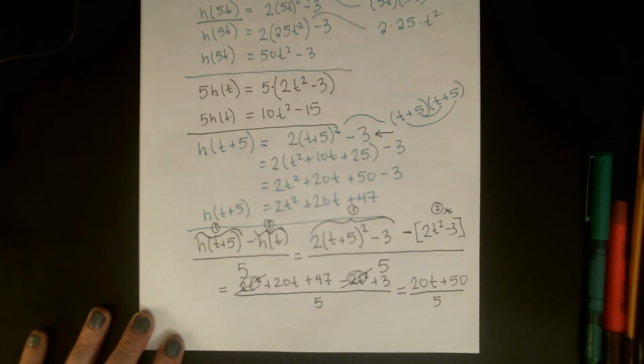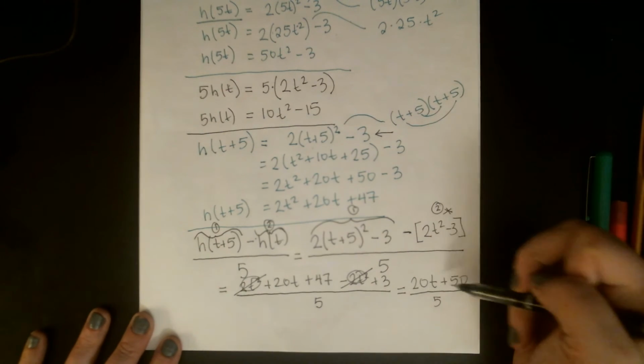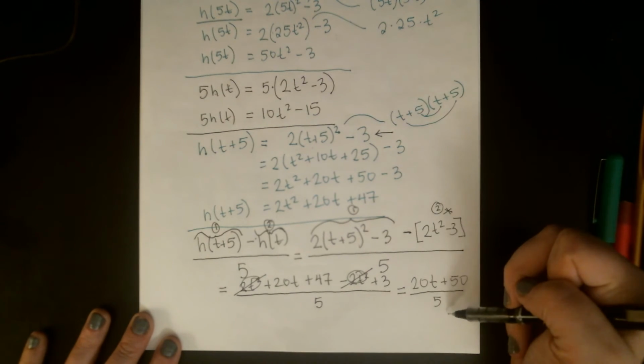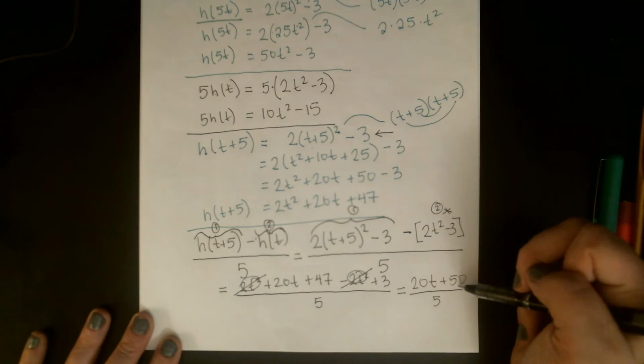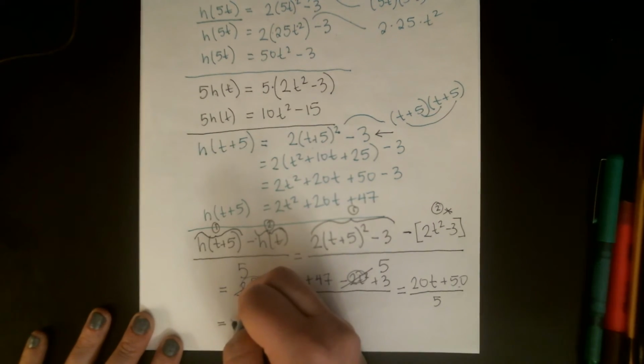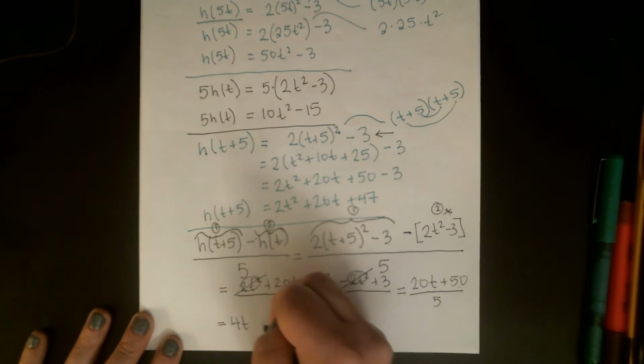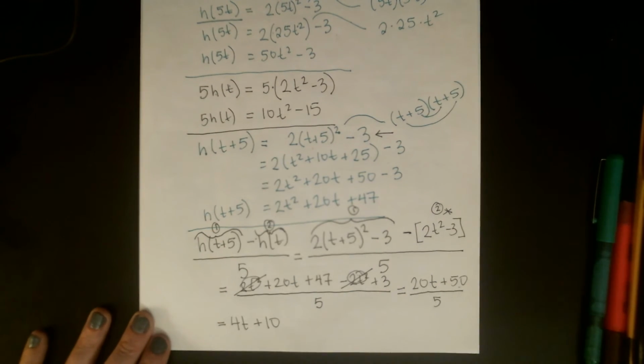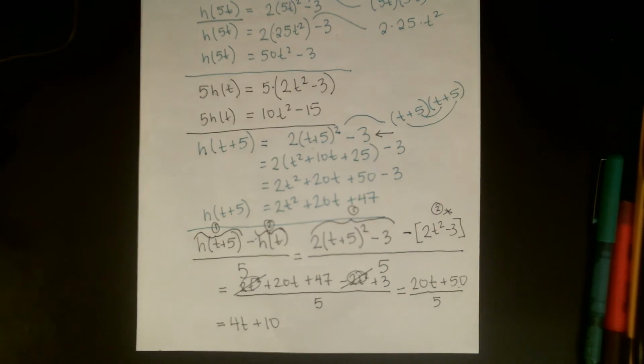and I need to divide that by 5. If you're dividing the whole fraction by 5, you want to make sure you really do that. So you either need to look at this as factor a 5 out and then cancel it, or make sure you divide 5 into both terms in the numerator. So 20t divided by 5 is going to be a 4t, and 50 divided by 5 is going to be a 10. So the value of my difference quotient is 4t plus 10.